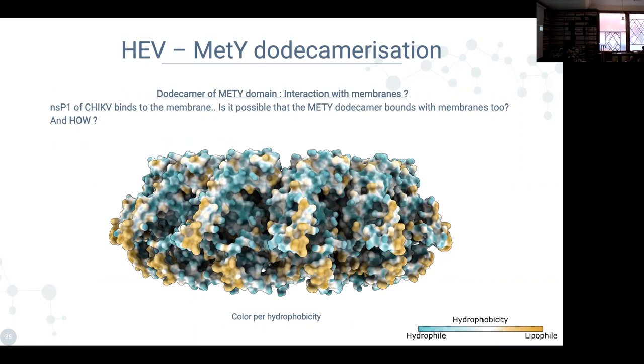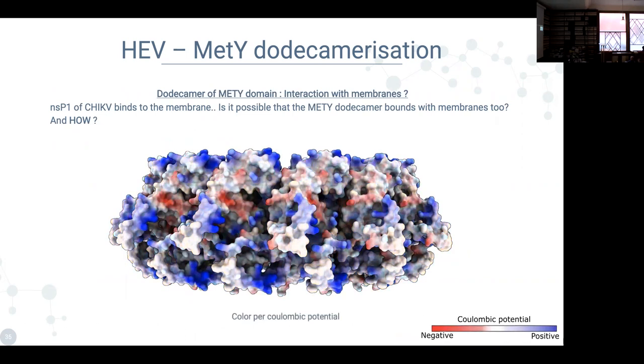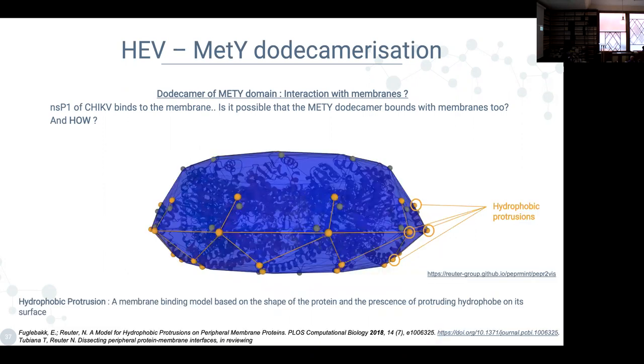So we also thought that it could bind to the membrane. We also have some positively charged interface, I can try to show you here, and this is a good sign of membrane binding as well, because since the membrane is negatively charged, you need a positively charged interface that will create an electrostatic gradient that will drive the protein to the membrane. So I used different methodologies to try to predict where the membrane could be. The first one was developed in my previous team in Bergen, in Norway, in the team of Nathalie Reuter, who made a model based on the shape of the protein.